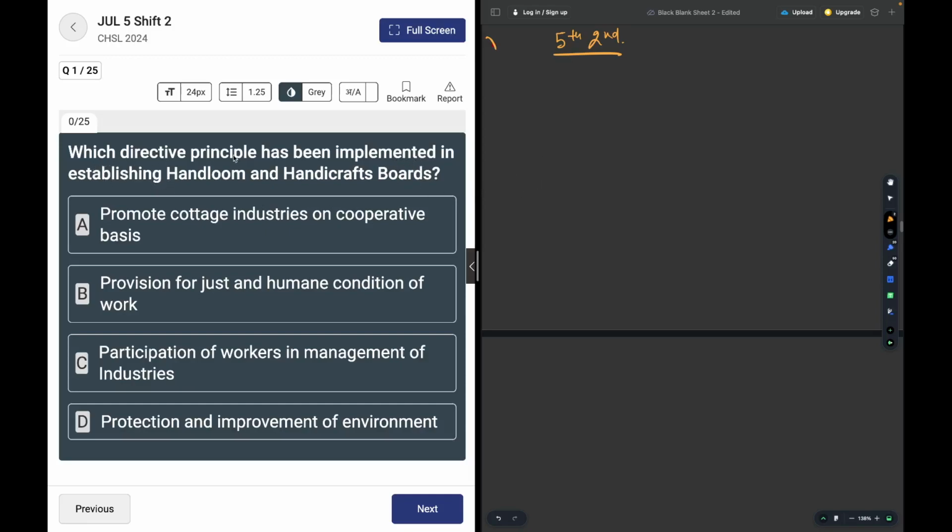Which directive principle has been implemented in establishing a handloom and handicrafts board?